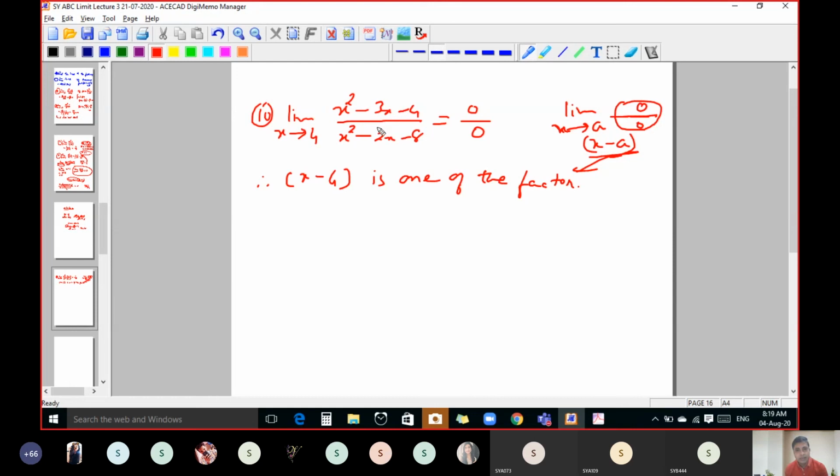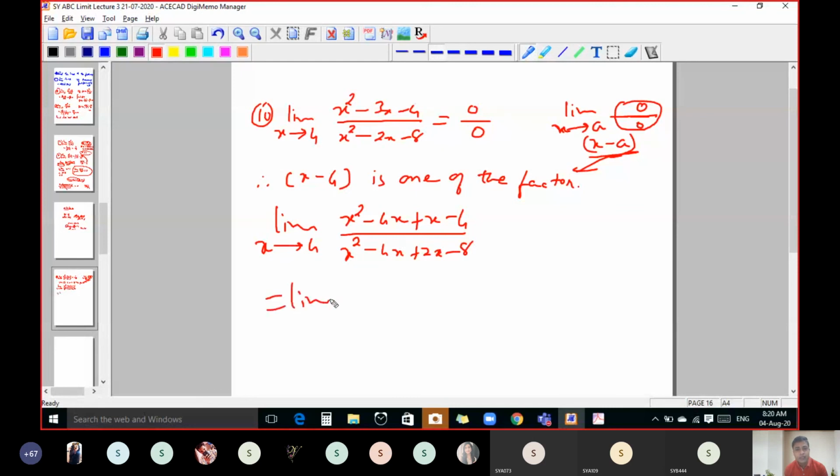So now factorize. Limit x tends to 4. Now we know that x minus 4 is a factor. So how to factor this? Factors of 4. Here we want minus 3. So 4 ones are 4. If we take two factors of 4, 4 and 1, and simplify, we get x square minus 4x. Instead of minus 3x, you can write minus 4x plus x, and minus 4 is there. Here, factors of 8, 4 twos are 8, and here we have 2, so x square minus 4x plus 2x minus 8. That is the way to factorize.